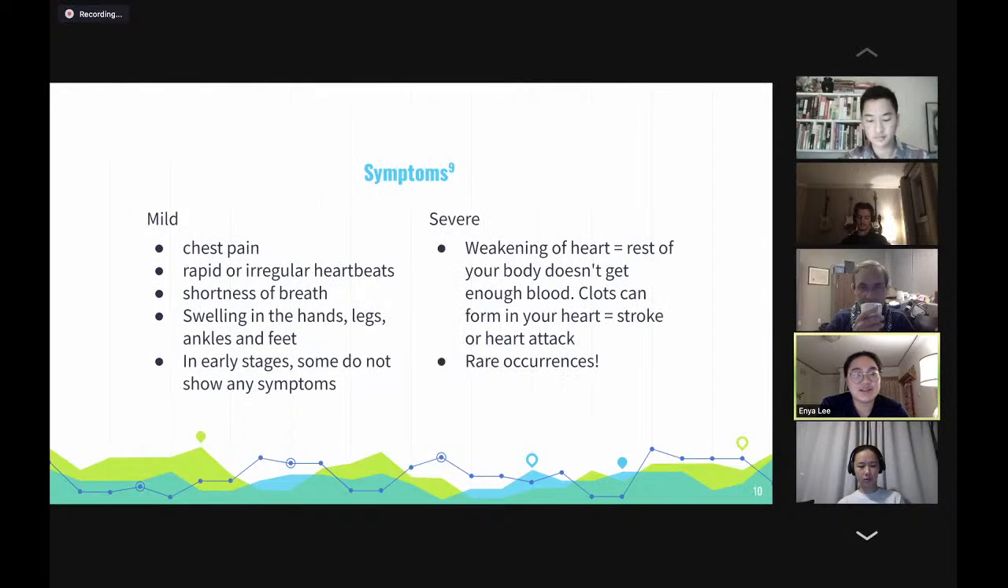All right, and here are just some symptoms that I've listed down here. Some of the mild symptoms include chest pain, rapid or irregular heartbeats, shortness of breath, and swelling of hands, legs, ankles, and feet. Sometimes in the early stages, some individuals don't show any symptoms at all. But in some severe cases of myocarditis, the weakening of the heart makes it so that the rest of the body doesn't get enough blood, and clots can form in the heart, leading to a stroke or heart attack. But I also have to note that these are very, very rare occurrences as well.